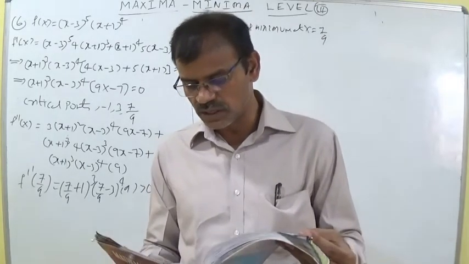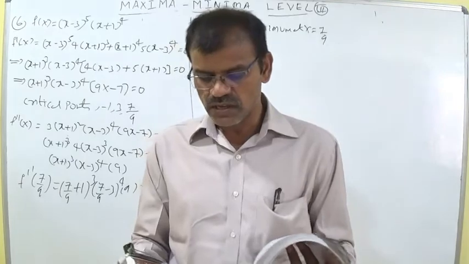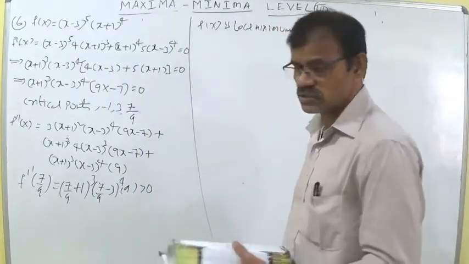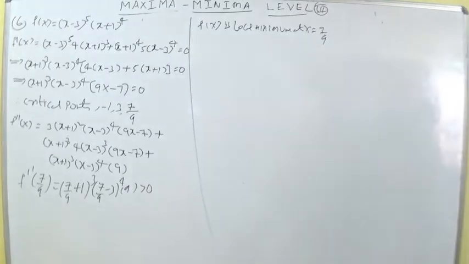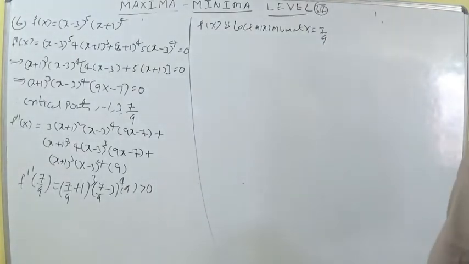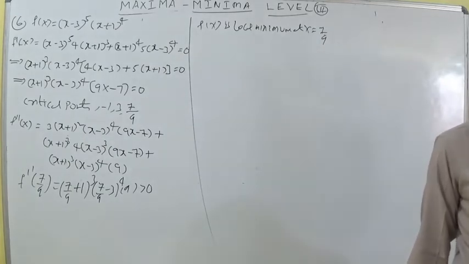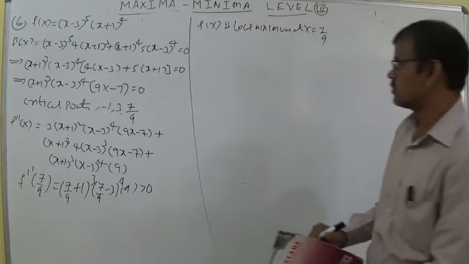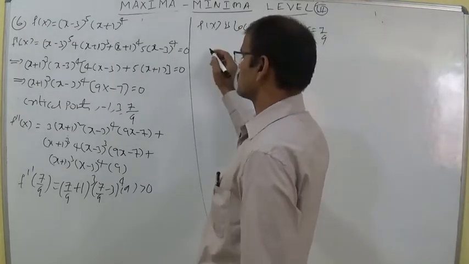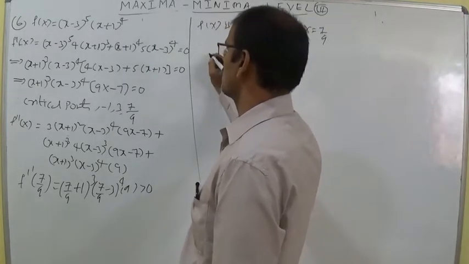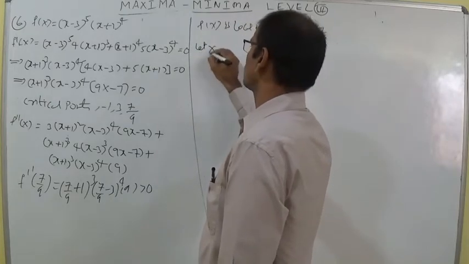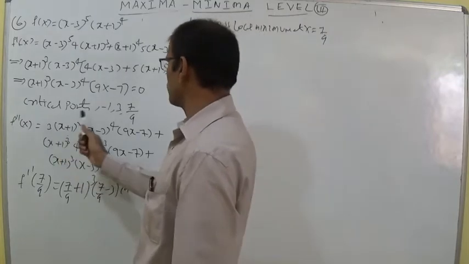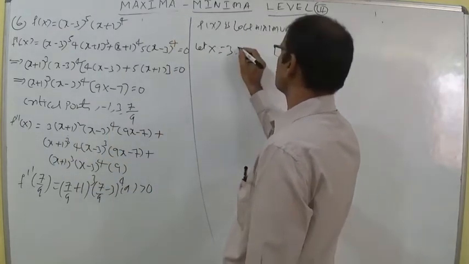Now let us discuss the sixth question. He gave the option x equal to -1 is a point of maximum. Let us verify using the first derivative test. We just discussed the first derivative test in this concept. Let x equal to 3, whatever critical point we got, I am writing here.